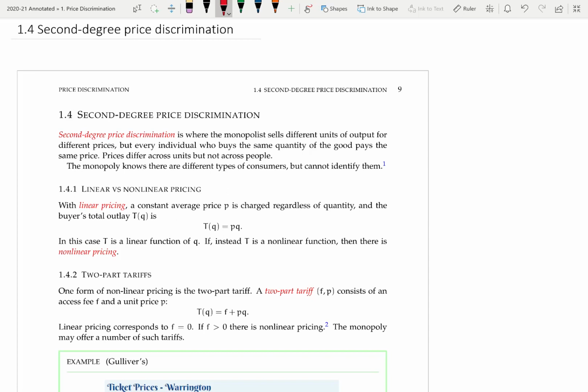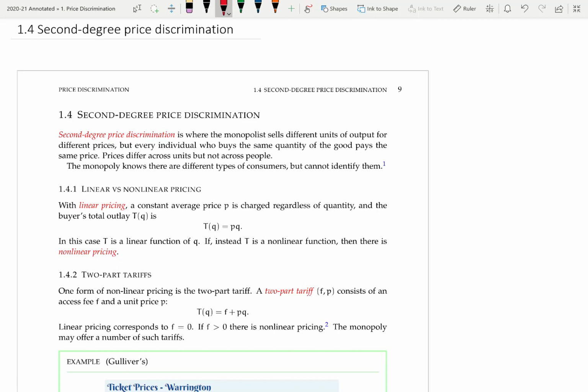Under second-degree price discrimination, all consumers face the same options, but they might pay different average prices depending on how much they buy. So the prices don't differ by individual, only by the quantity that a person buys. So the monopolist knows there are different types of consumers but cannot identify them. So let's look at how second-degree price discrimination can be enacted in practice.